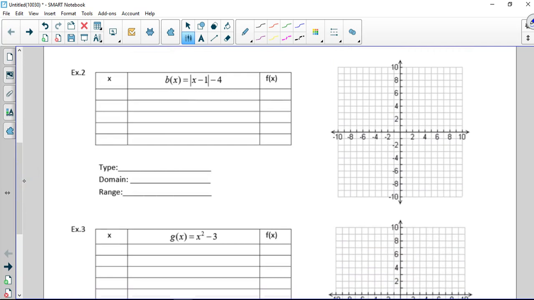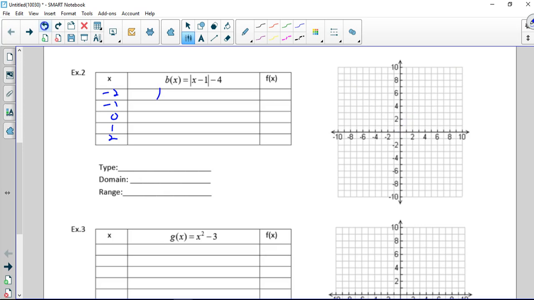Absolute value. I'm just going to put the numbers in: -2, -1, 0, 1, 2. Now, if you think about it, just remind yourself, you don't have to draw this, but remember what our initial absolute value looked like. It looked like that. So let's see how this one is going to look compared to that.